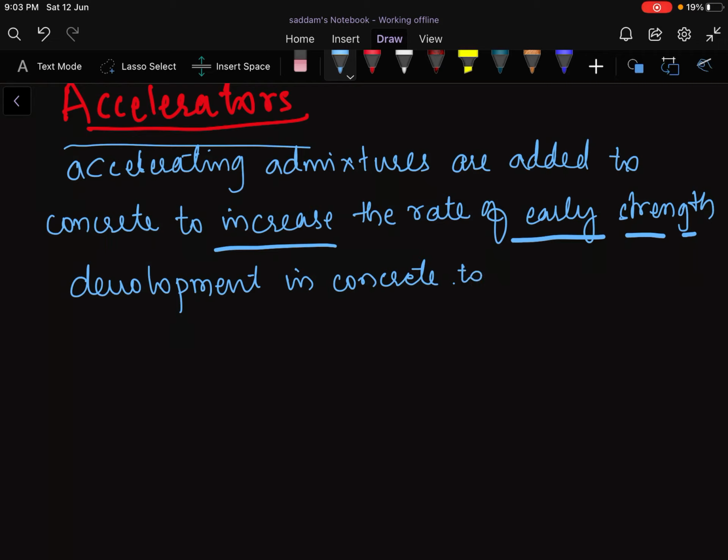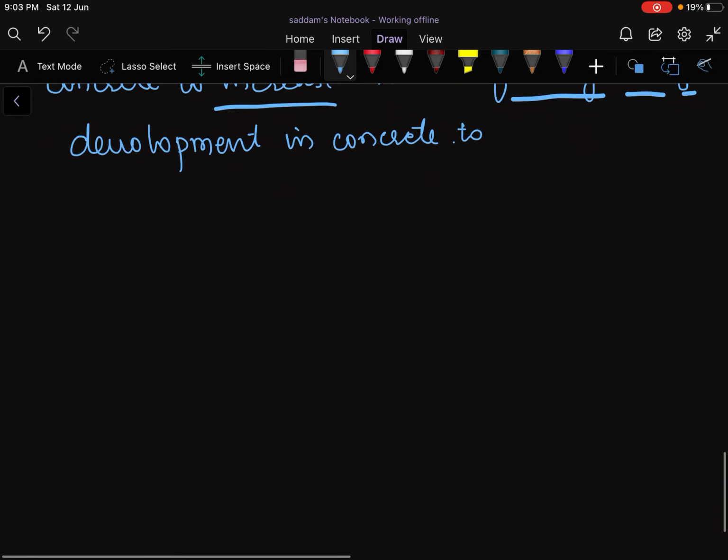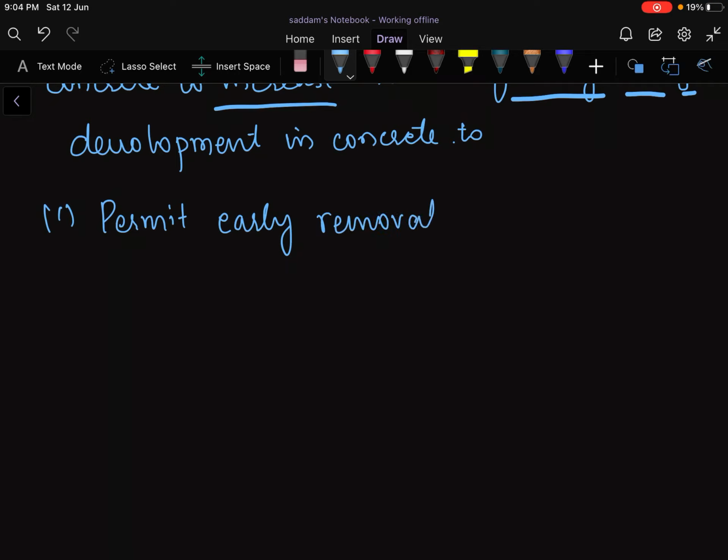So what are the situations we use accelerator for? Let us try to understand. First is to permit early removal of formwork. In the situation where we want to remove the formwork early, so that formwork can be used in a different location, we can make use of accelerator so that the concrete sets early and the formwork can be removed earlier.